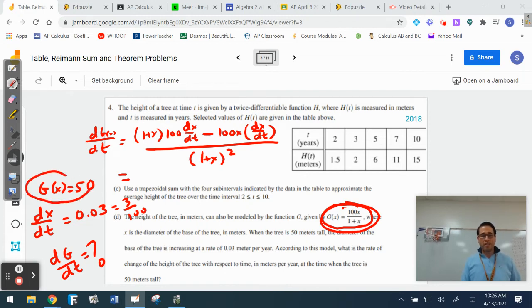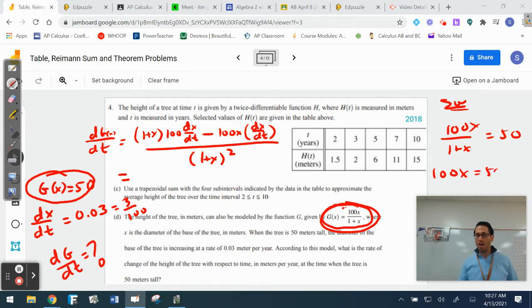Well, if the height of the tree is 50, I would just go ahead and do a little side work and set that equal to 50. If I set that equal to 50 and just solve, I'm going to multiply that over and I get x equals 1. So believe it or not, if I'm doing all of this for when the height of the tree is 50, that means the diameter of the tree is 1.